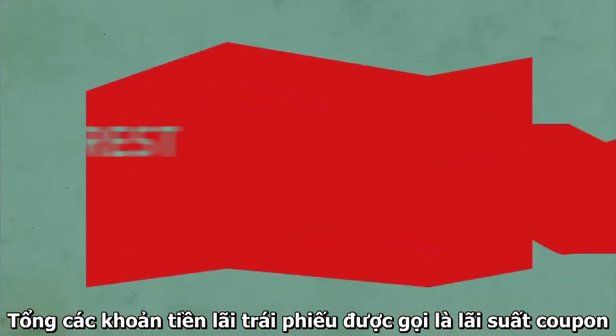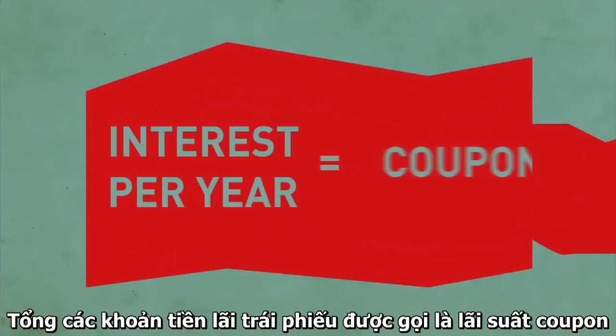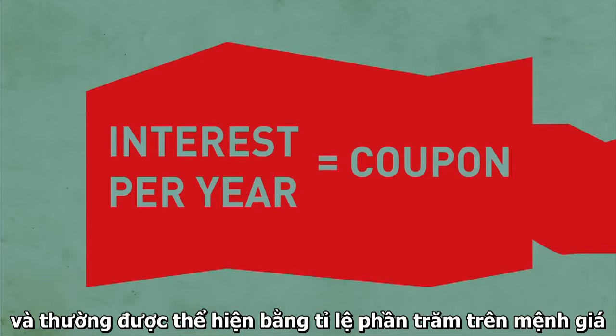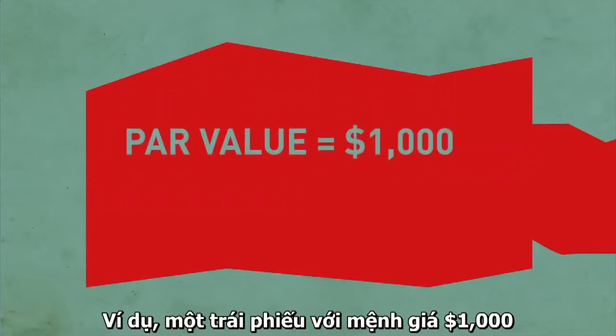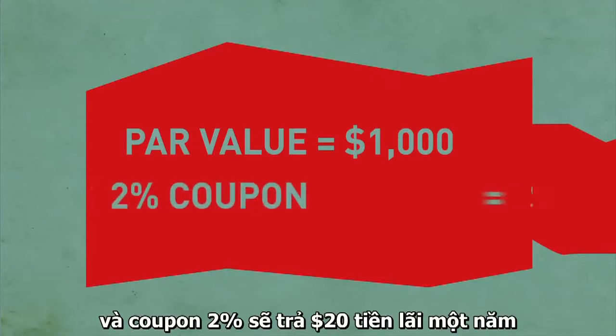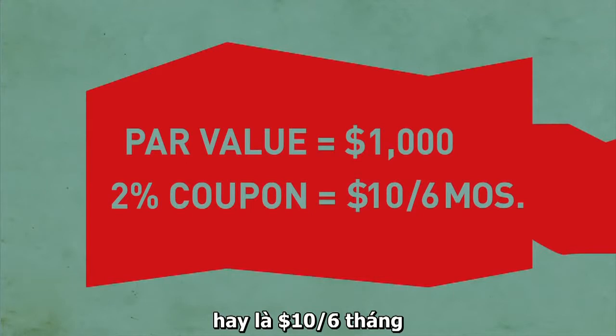The total amount of annual interest is referred to as the coupon and is generally expressed as a percentage of the par value. For instance, a bond with a par value of $1,000 and a 2% coupon will pay $20 in interest per year, or $10 every 6 months.